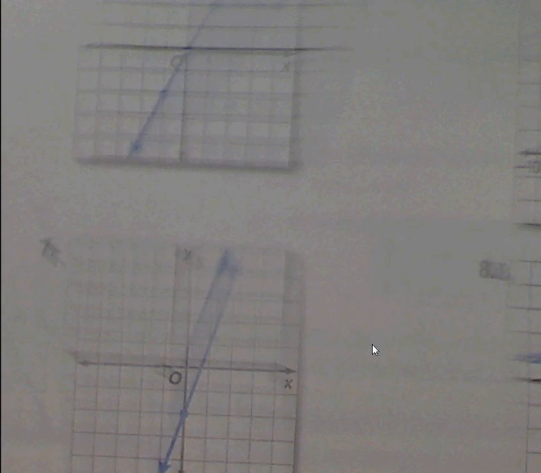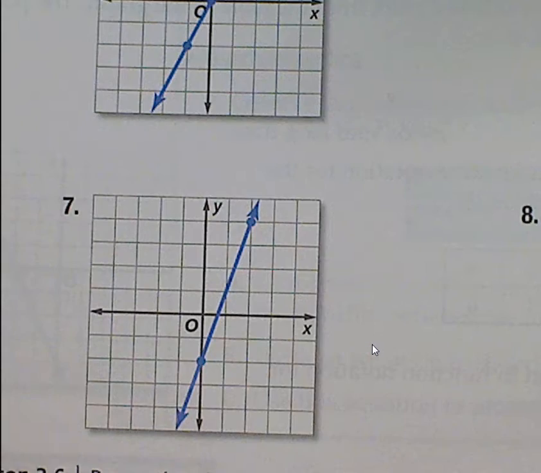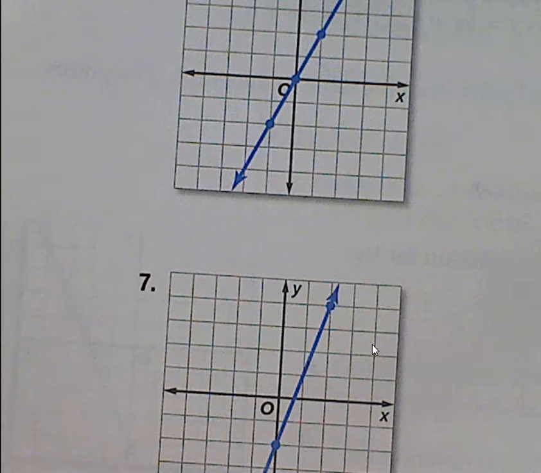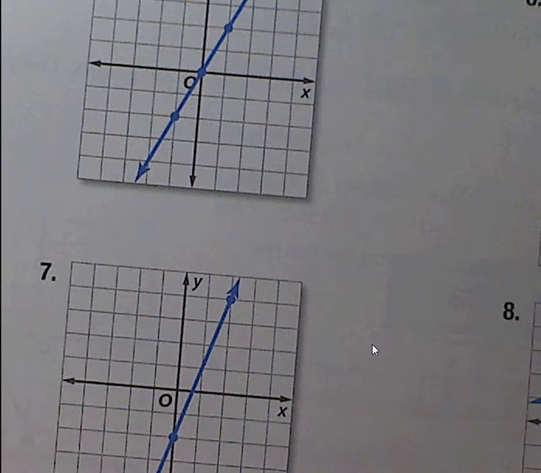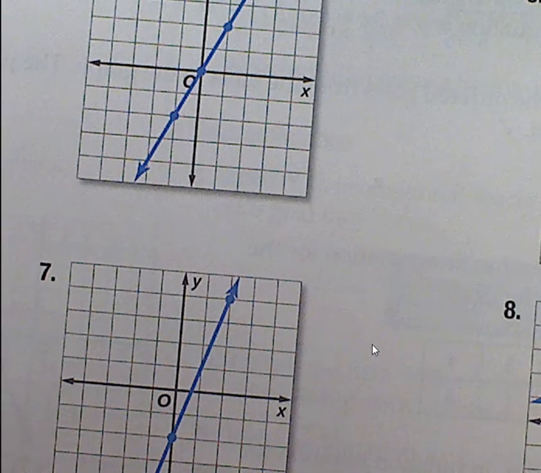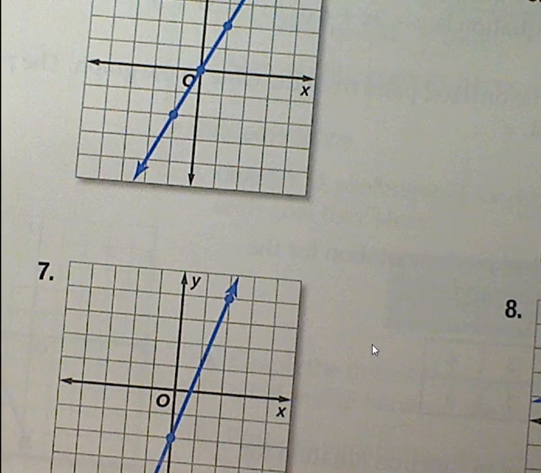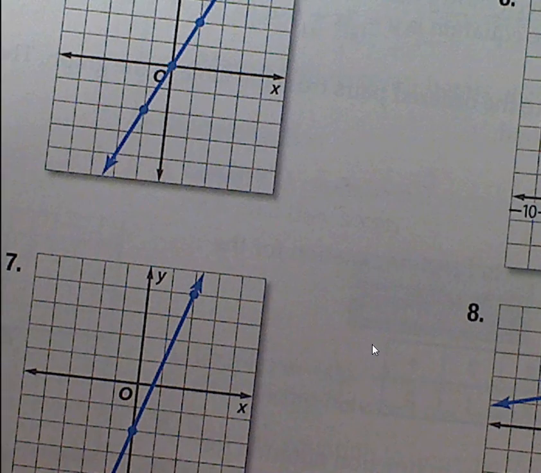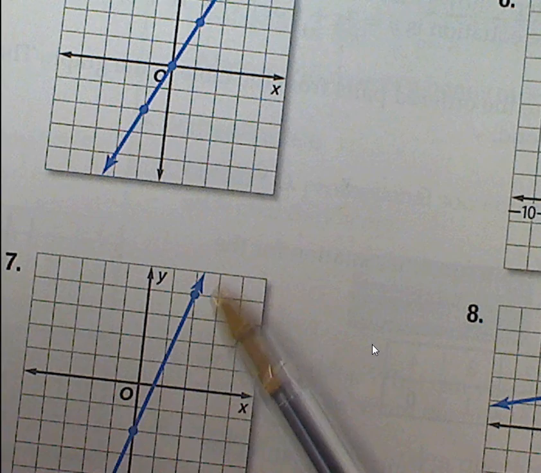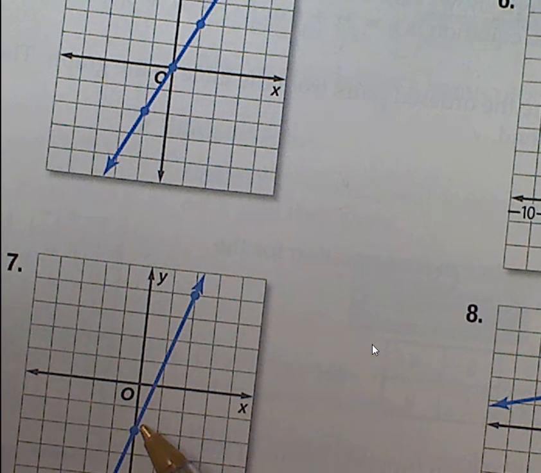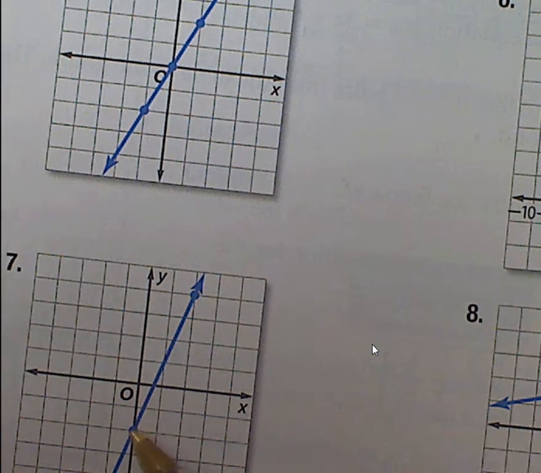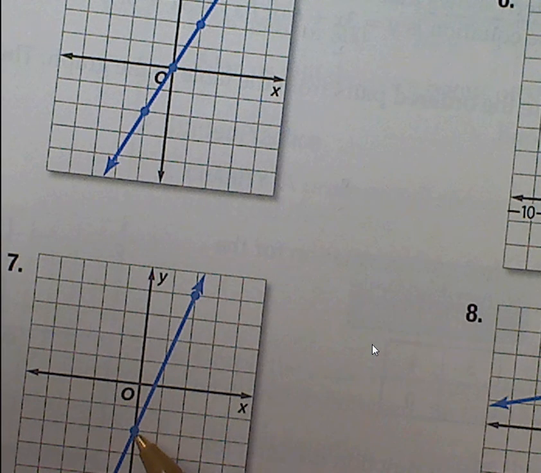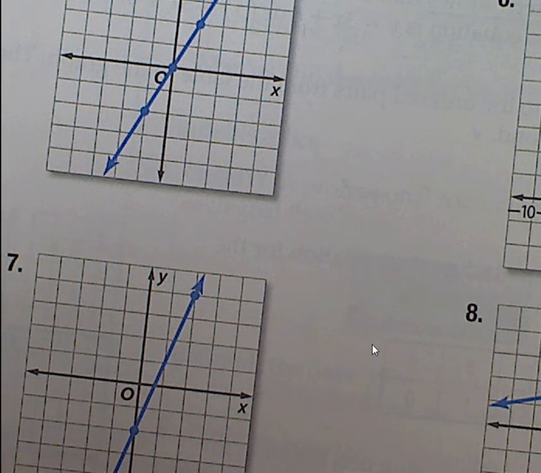So number 7 looks like this. If I need to write my function notation for number 7, it says write the equation, so I have to find the equation first. In order to find the equation, I need slope and I need the y-intercept. They give me 2 points, so I can use 2 points to find the equation, or I already know what the y-intercept is, and I know what the slope is.